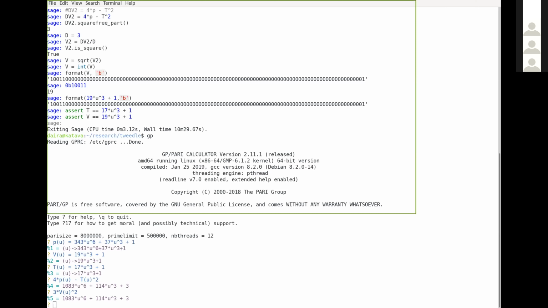Okay, so let me just conclude, or do you want to say sort of a conclusion? Well, were there any more questions on the curve construction part?